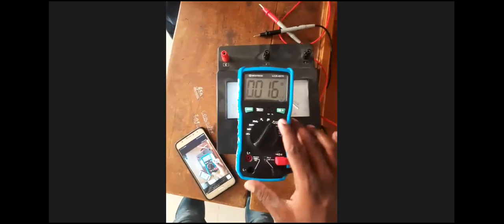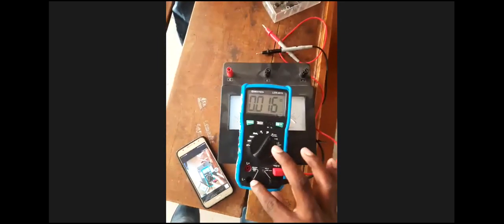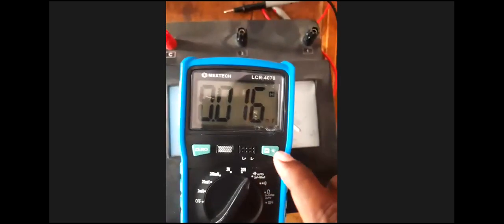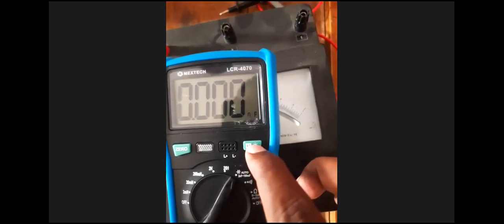Again, if we want to measure the inductor, either the probe can be connected here, or your inductor can be directly connected here, that is positive L and negative L. And here one of the hold switches is there. That means if we want to hold the previous value or the previous reading, just press that, it will hold the previous reading. Okay, so the hold switch is there.